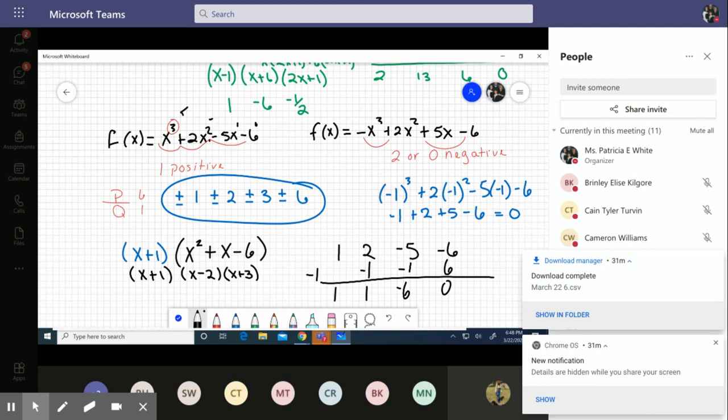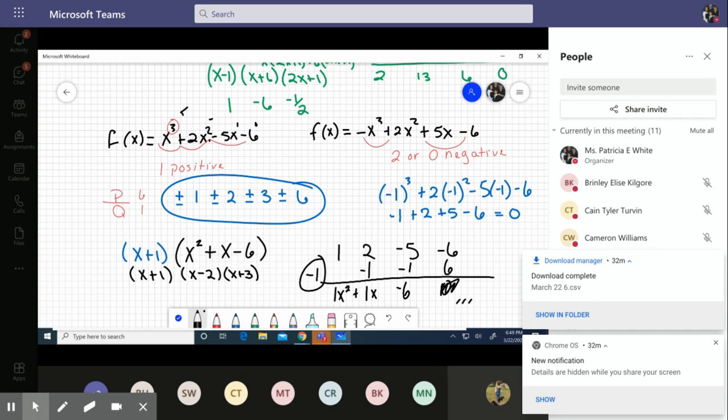Where'd you get the x squared plus x minus 6 from again? Right here, when I did my synthetic division. When we do this shortcut here, I'm not writing everything down. I'm actually dividing by x plus 1, right? I'm taking an x out of here. So if this started as x to the third, what I get left with is 1x squared plus 1x minus 6. And that's gone. Okay? And then we have to do that again.